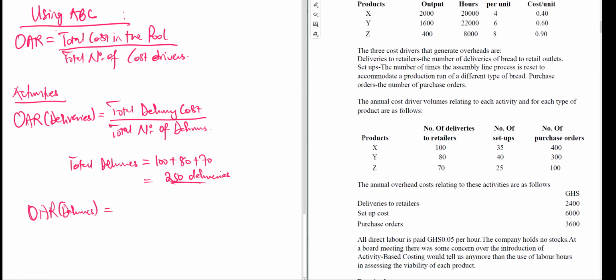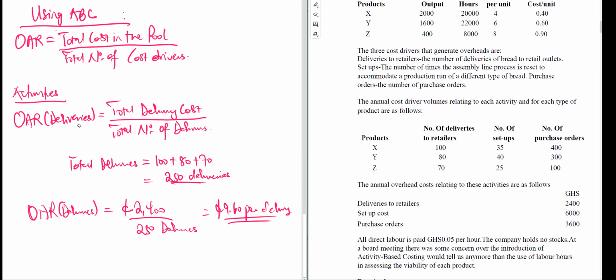That's our total cost of delivery, 2,400, divided by 250 deliveries. And that gives us what per delivery? 9.6. Right? So for every delivery made within the organization, it costs the organization 9.60 cedis in overheads.